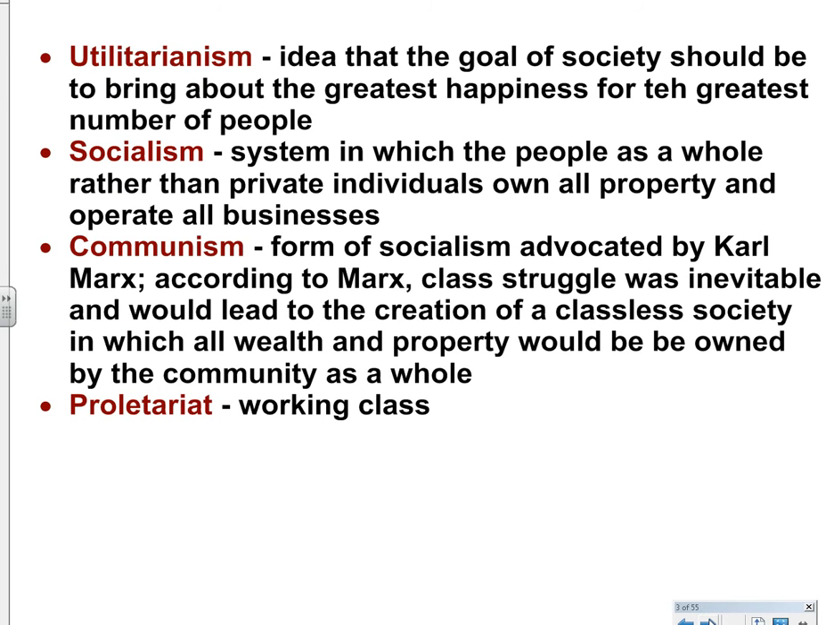Utilitarianism, the idea that the goal of society should be to bring the greatest happiness for the greatest number of people. Socialism, a system in which the people as a whole rather than private individuals own all property and operate all businesses. Communism is a form of socialism advocated by Karl Marx. According to Marx, class struggle was inevitable and would lead to the creation of a classless society in which all wealth and property would be owned by the community as a whole.